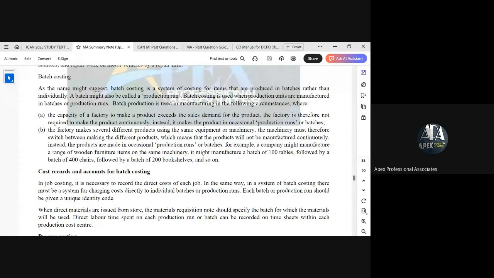Do we understand? Now, there are certain situations that make an organization determine to use the batch production method of costing. Number one is if they have received orders that are below what they can produce. For example, you received orders for 500 units, but you have the capacity to produce 1,000 units. Are we following? You have the capacity to produce more. So instead of producing one, the organization decides to minimize the cost per unit of the production.